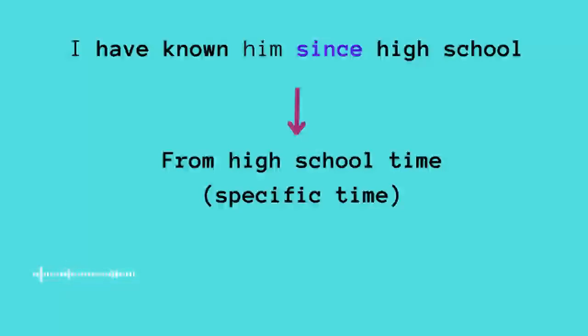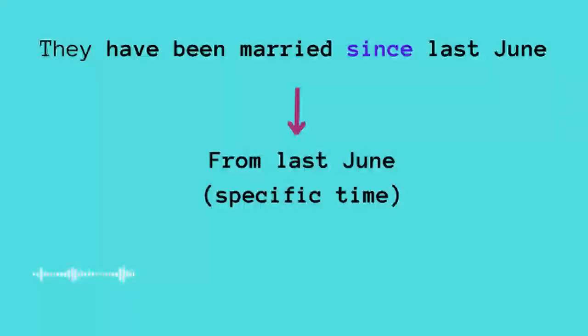Another one, they have been married since last June. So we have since. So when is the starting point? Last June. So that means from last June till the moment they are still married, and that is why we are using since. Alright? Now let's move into the use of for.